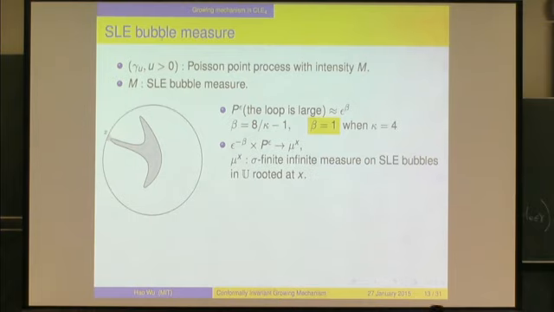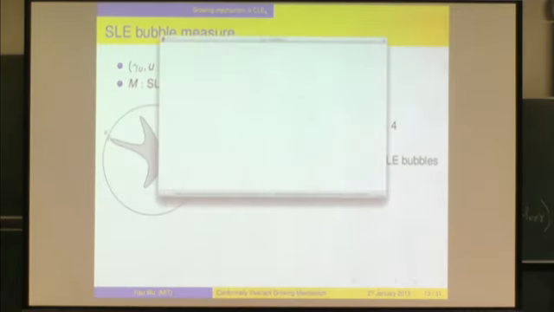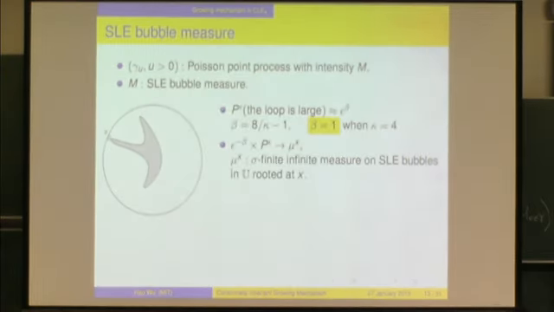So now we normalize this probability measure by epsilon to the power minus beta. As epsilon goes to 0, this normalized probability measure will converge to a bubble measure. So it is a bubble, and it has one root exactly located at x. And this bubble measure is a sigma-finite infinite measure on bubbles.